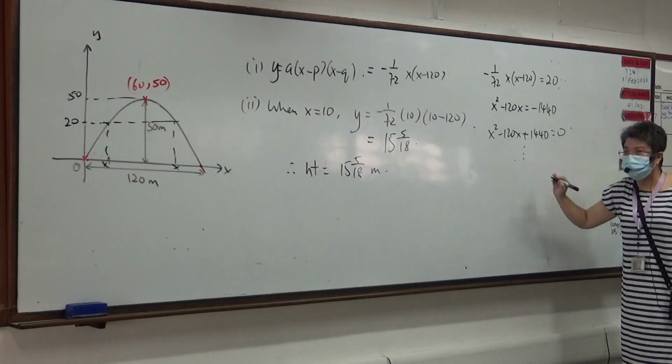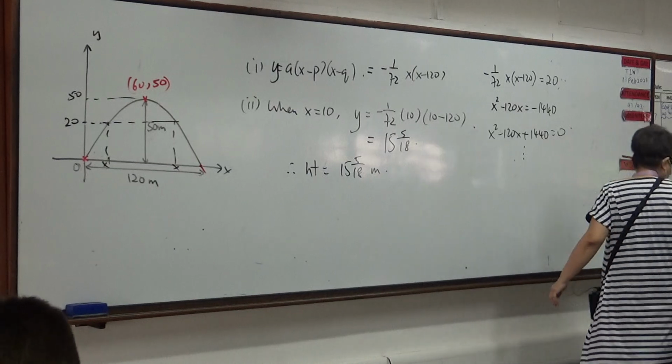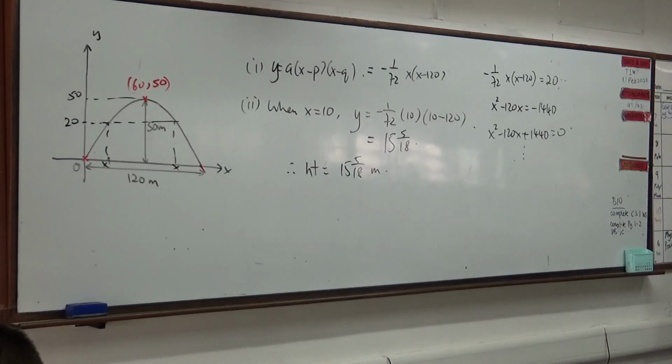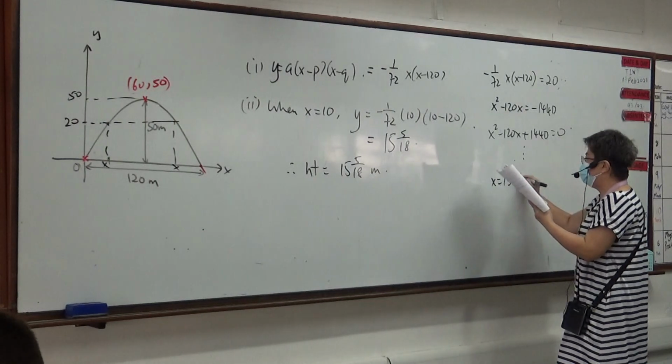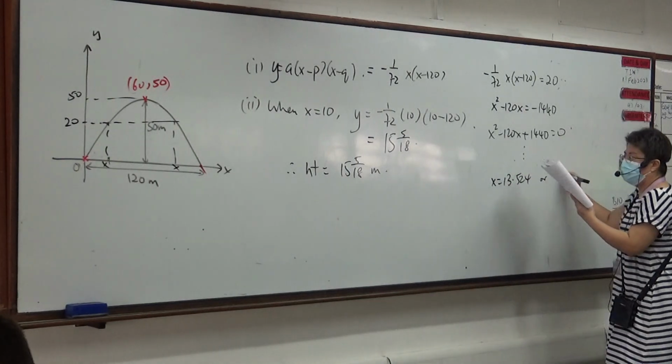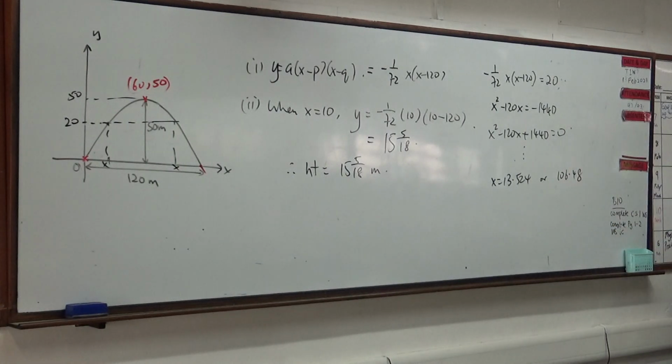What does this 3 dot mean? This 3 dot means what? You will write down the necessary step, not I write down the necessary step. Understand? Use the formula to solve. You will get 2 answers. x equals 13.524 or 106.48. You get 2 answers. But look at the question. What did they ask for?